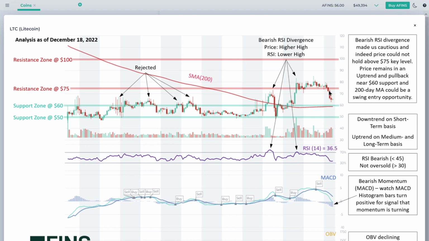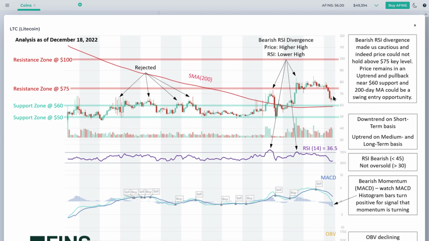basically gave me a warning in which I'd say, okay, if the price does not hold this resistance zone of $75, we're in trouble here. We got to get out. And now that it's pulled back, what to do next? Well, technically, the price is still in an uptrend, as we indicate here in the description, at least on the medium and the long-term basis.